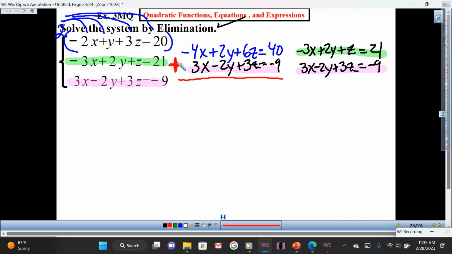Who? JP, tell me what to do. Negative x. 9z. Thank you. We can't do anything else with that. Let's go to the next one.